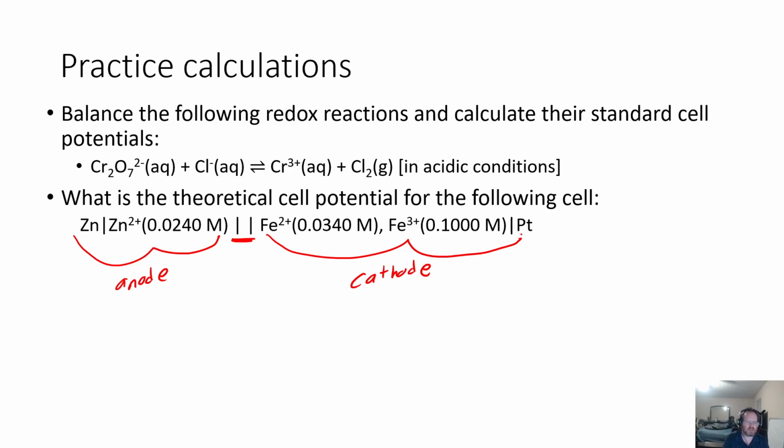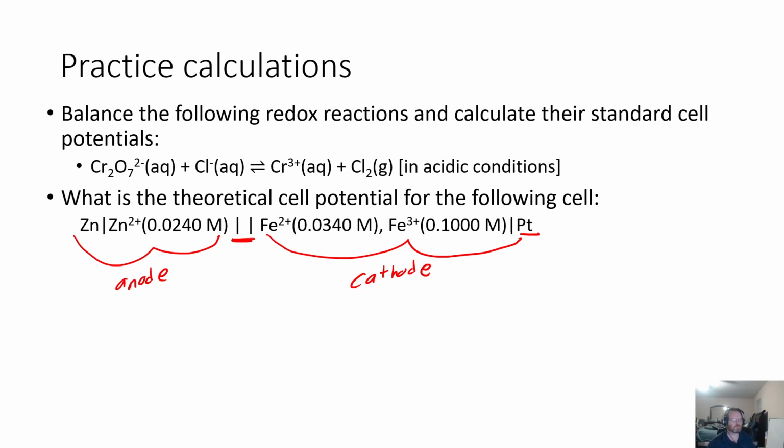Also, there's this platinum at the end. Because Fe2+ and Fe3+ are both aqueous ions, they need a surface to happen on for the electrons to flow into our cell. So that's why the platinum's written there. It's not going to participate in the reaction. It's just really good at letting us easily dump current onto it or have electrons flow into it and flow into the reaction.